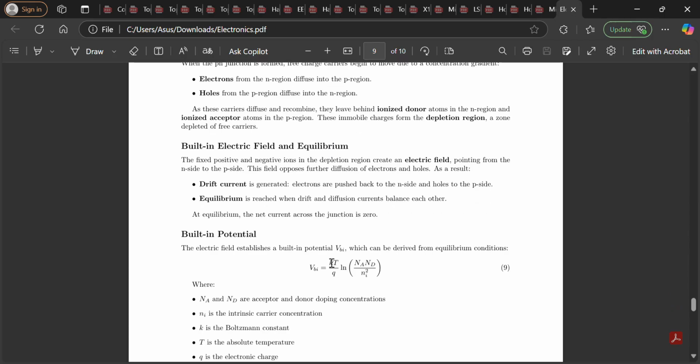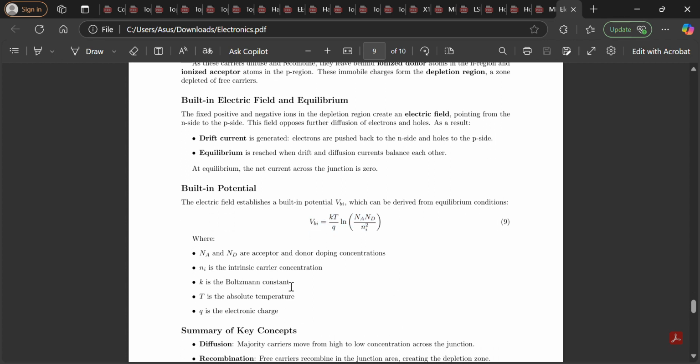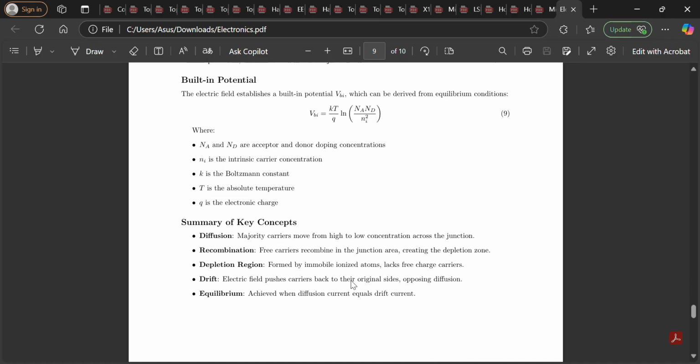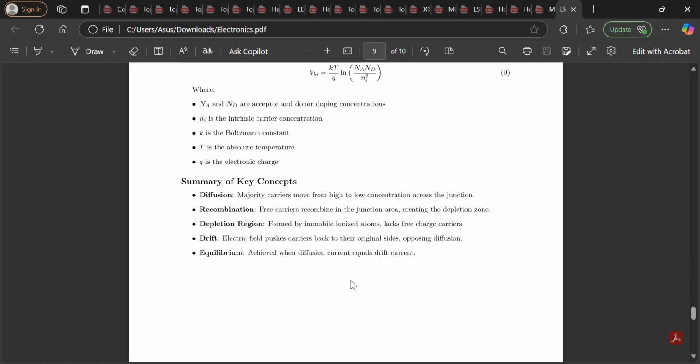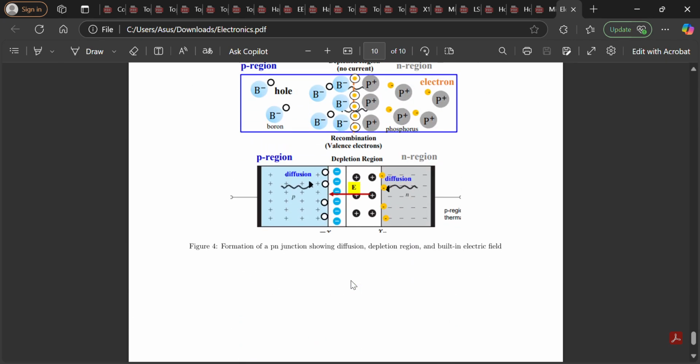Built-in potential is equal to this equation, where k is the Boltzmann constant, T is absolute temperature, q is the electronic charge, and Na and Nd are acceptor and donor doping concentrations, and ni is the intrinsic carrier concentration. This internal voltage prevents further carrier movement, forming the diode-like behavior of the junction. And in here we can also see the picture, the formation of the PN junction.